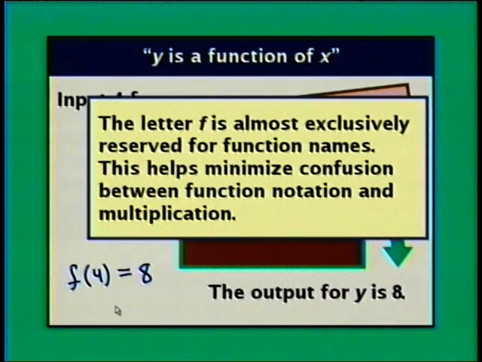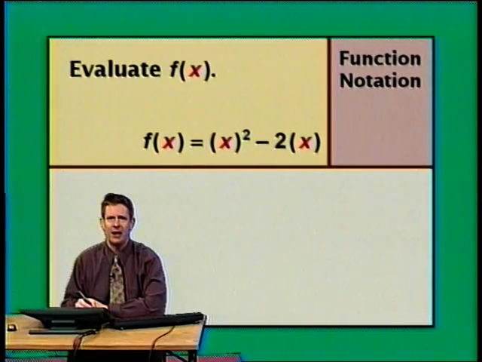The letter f is almost exclusively reserved for function names. This helps minimize confusion between function notation and multiplication. You'll almost never see the letter f used as a variable, because we want you to know that when you see f followed by parentheses, it's almost certain that we're talking about function notation, not multiplication. G and H are also frequently used as function names. Let's see some examples of using function notation.